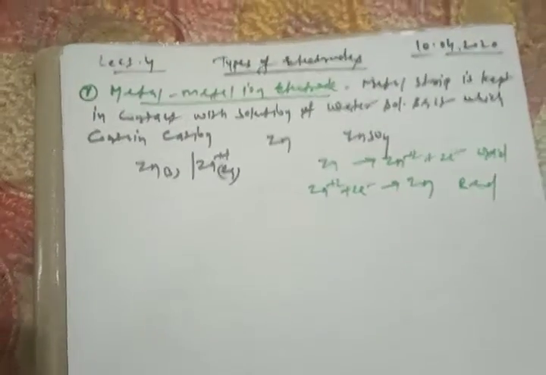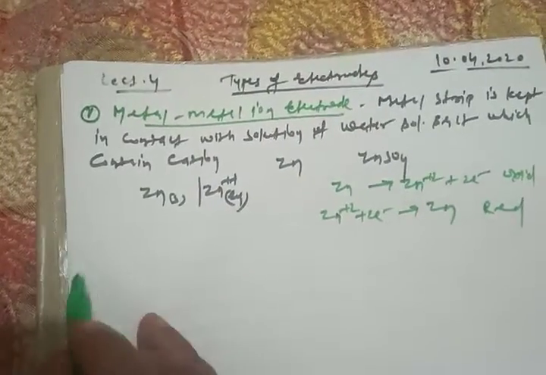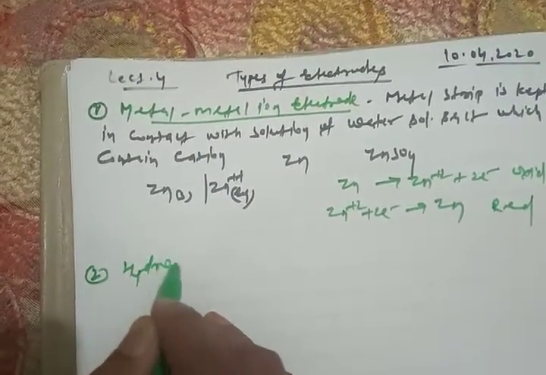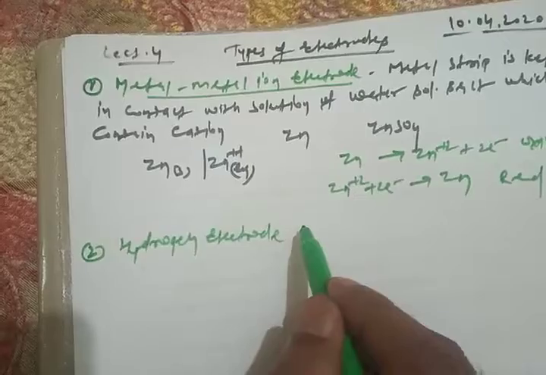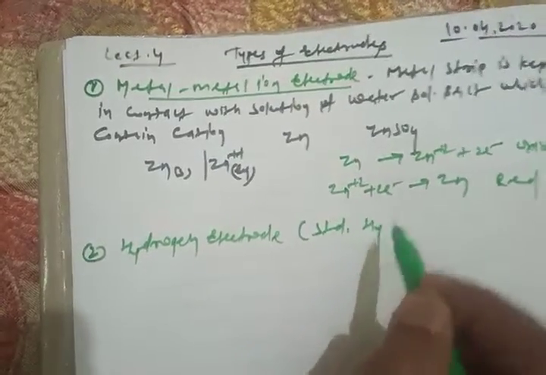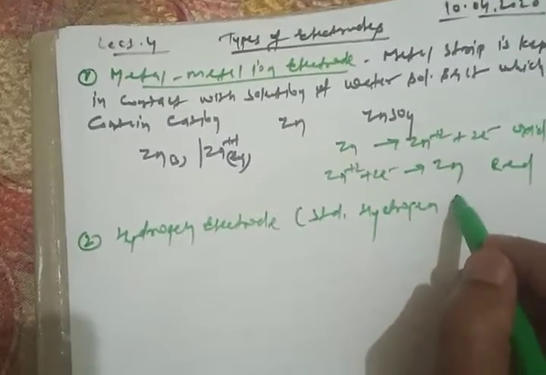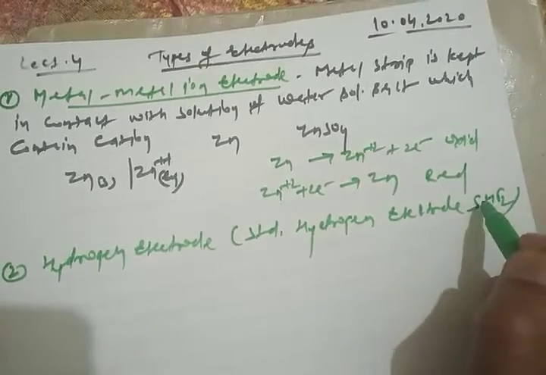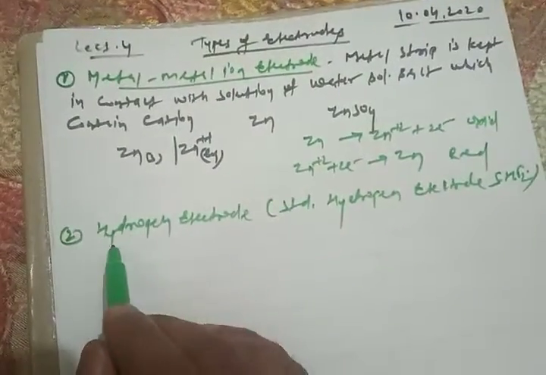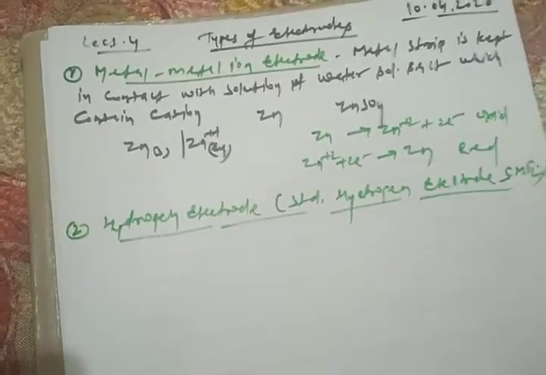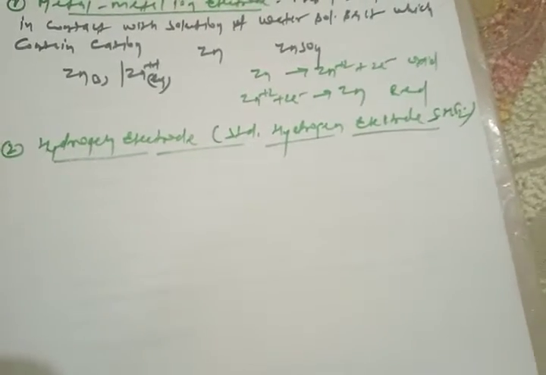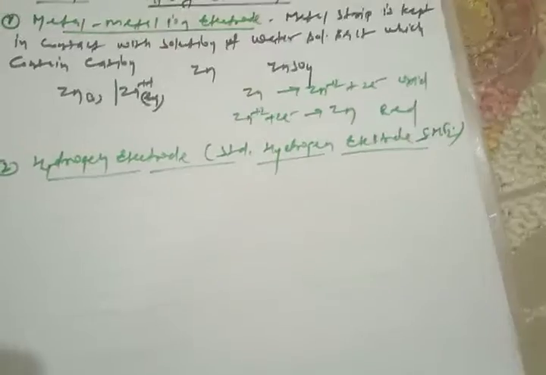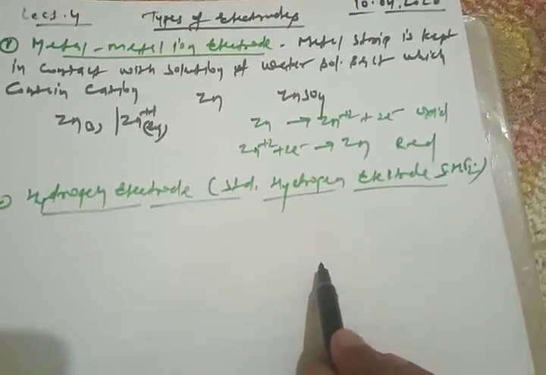Next, and which is very important, is the hydrogen electrode. Sometimes it is also called the standard hydrogen electrode, very common name is SHE. So the standard hydrogen electrode is a standard electrode for many metal ion electrodes. What is the setup for this electrode? Let's discuss the setup first.